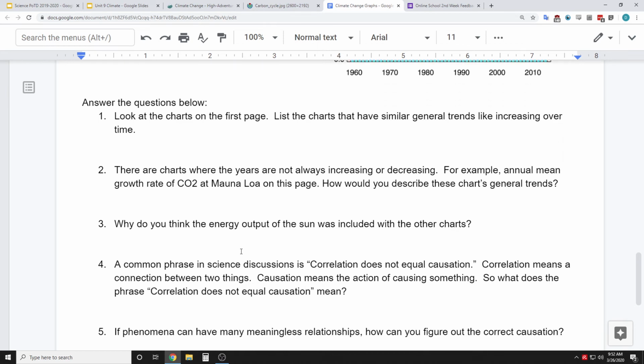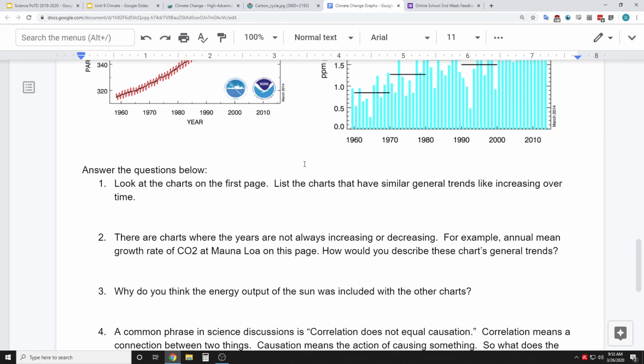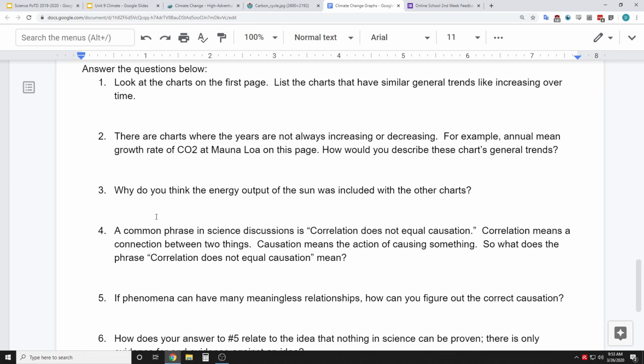A common phrase in science: as you start to make these things, you start to correlate. And so a common phrase in science discussion is correlation does not equal causation. Correlation means a connection between two things. Causation means the action of causing something. So this is a true story.